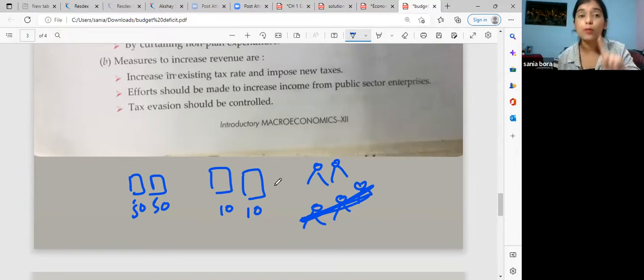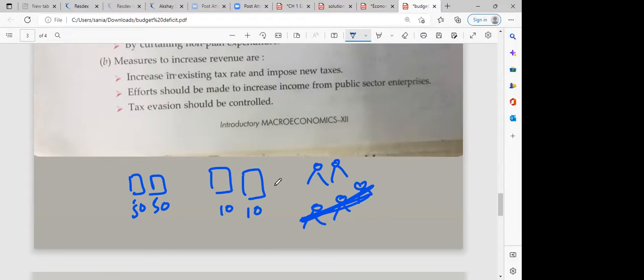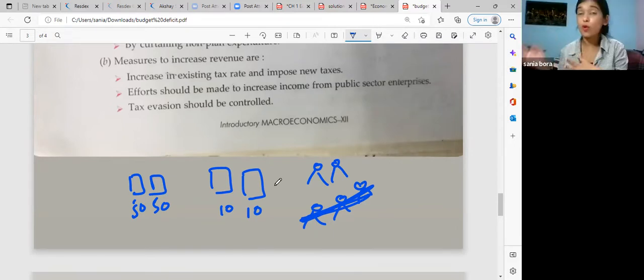So that's why the problem of inflation takes place. Clear? Yes, ma'am. Right? For example, you don't have money. You went to your mom and said, "Ma'am, I want 500 rupees." She gave it to you. Now what will you do? You will go to the market. I want this, I want that.